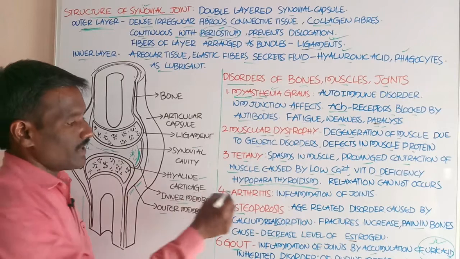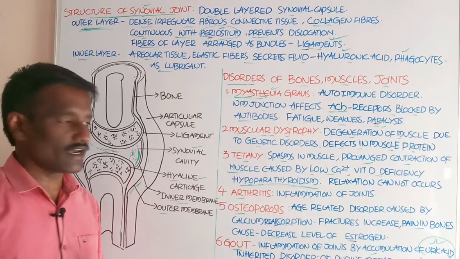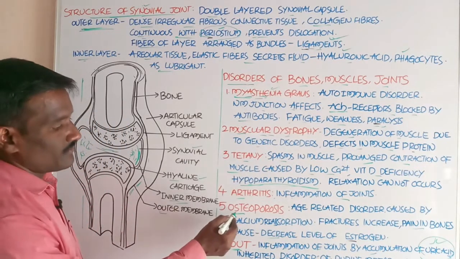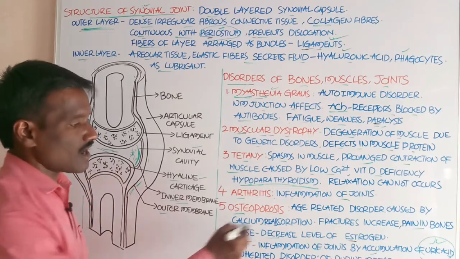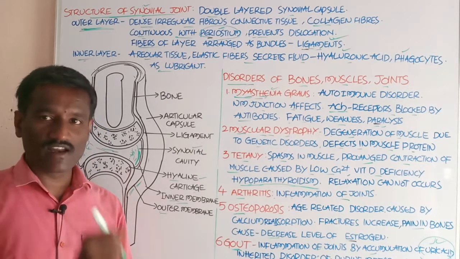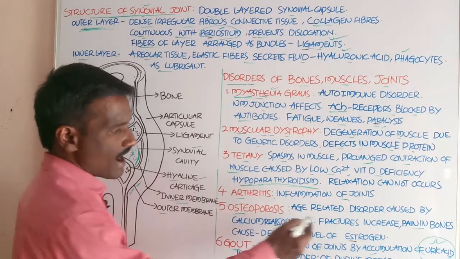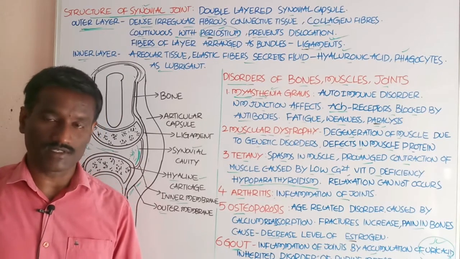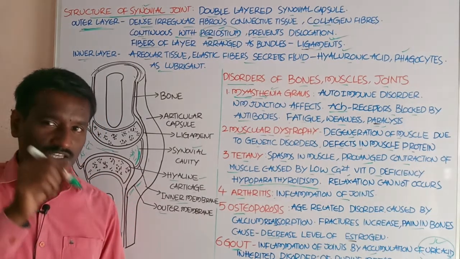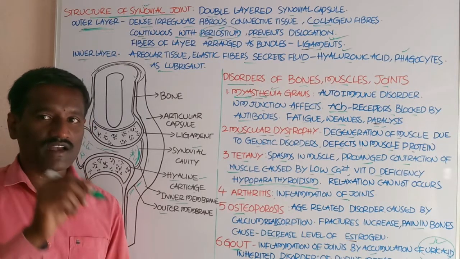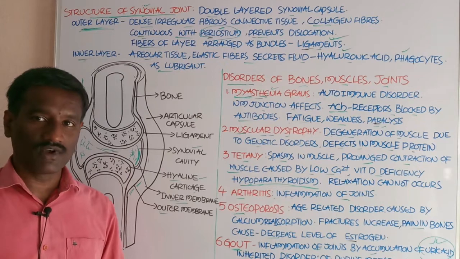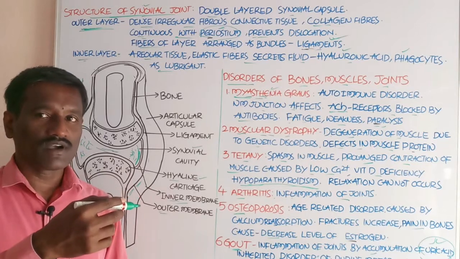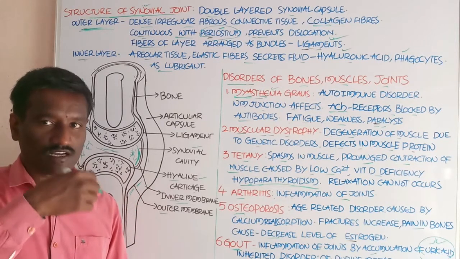Okay. Next, the fourth one is arthritis. What about arthritis? Inflammation of the joints is called arthritis. Next, the fifth one, osteoporosis. What about osteoporosis? This is an age-related disorder. Okay student, it is caused by calcium reabsorption into the body fluids. The calcium and phosphate in the compact bone are reabsorbed into the body fluids or the blood. This leads to bony fractures, bone deformities, and demineralization of the bones.